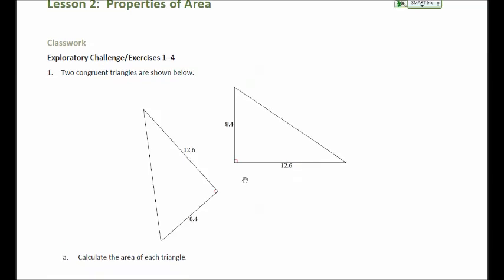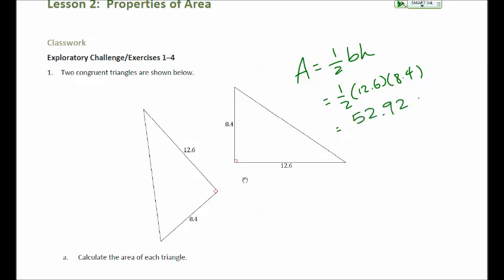Well, we know that the area of a triangle is 1/2 base times height. Okay, we can use that. And so if you find the area of one triangle where the base is 12.6 and the height is 8.4, then we get an area of 52.92 square units, meaning that if I cut this up into 1 by 1 unit squares, then almost 53 of them will fit inside this triangle. Exactly 52.92 would fit inside this triangle.